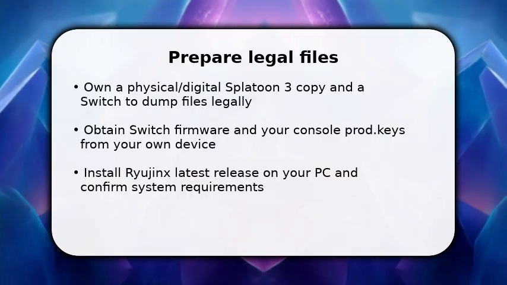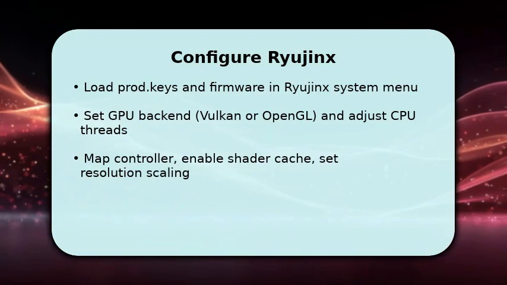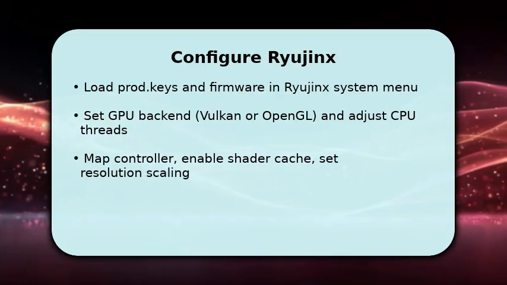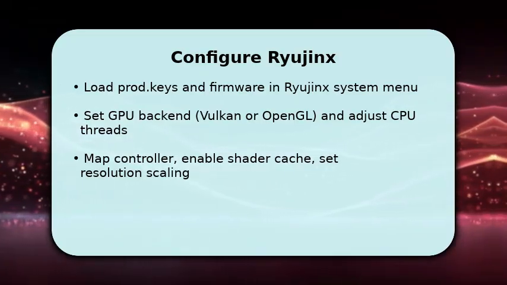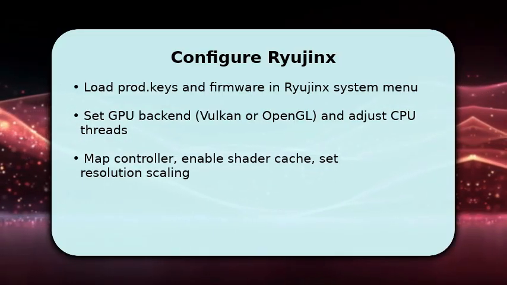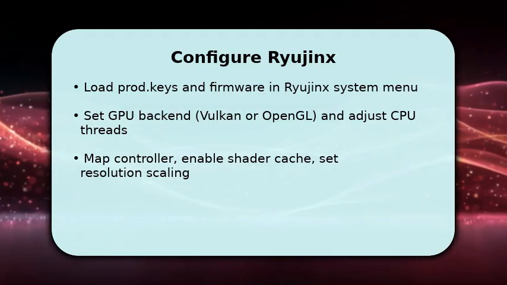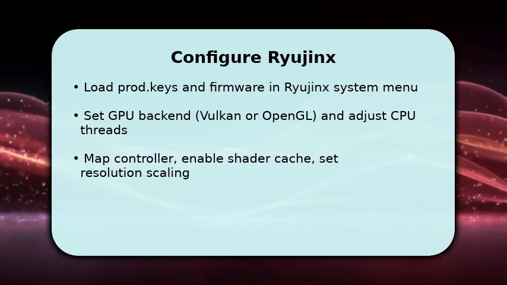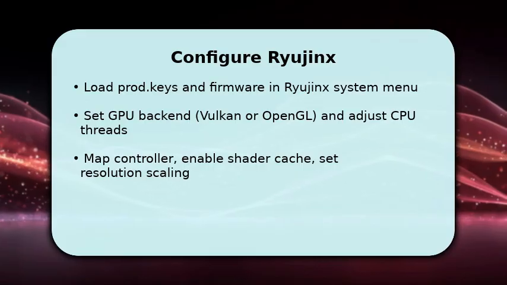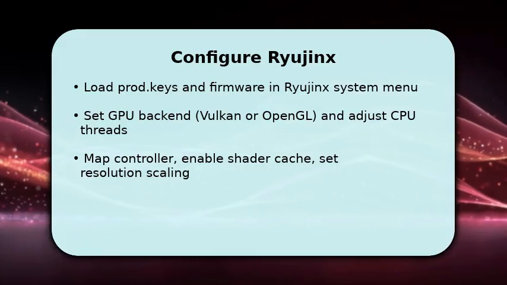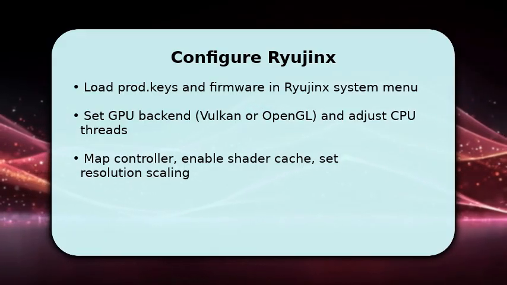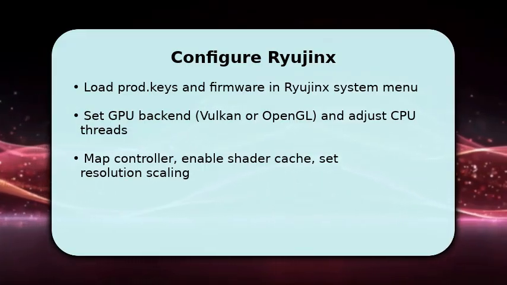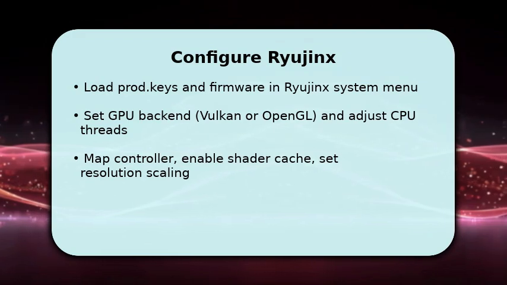You now configure Ryujinx. Open the system settings and import your prod.keys and firmware files so the emulator recognizes your dumped game. Next, choose Vulkan for best performance if your GPU supports it and adjust CPU threads to match your core count. This balances performance versus stability. Then map your controller inputs, enable the shader cache to reduce stutter, and set resolution scaling to 1.5x or native depending on GPU headroom. These choices directly affect frame rate and visual fidelity.